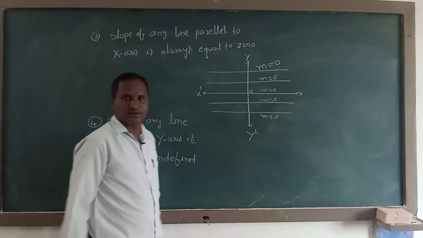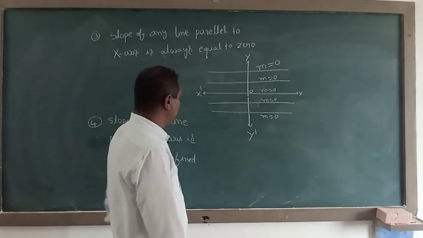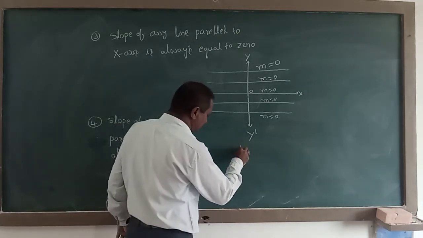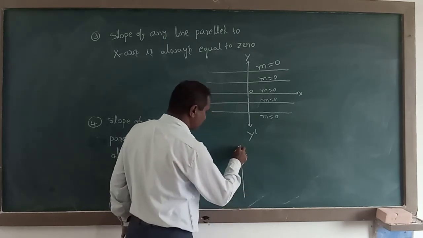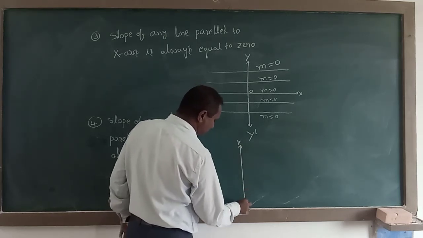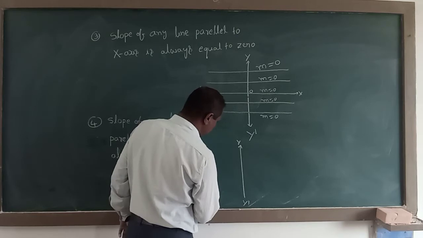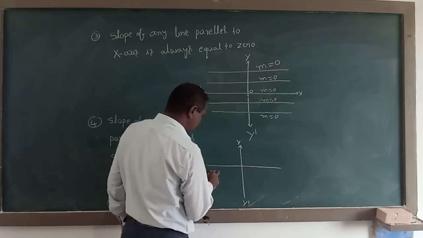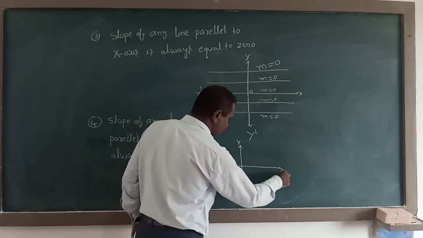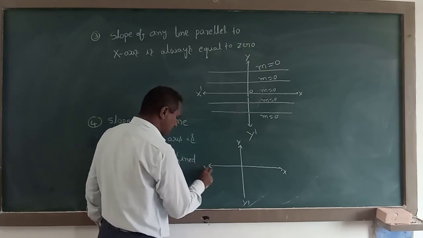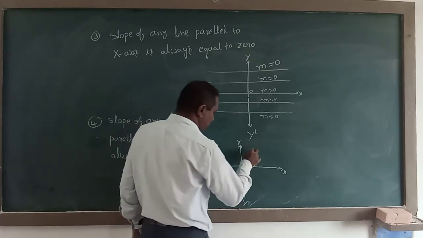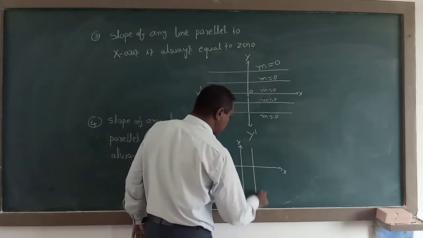See, I am showing it diagrammatically here. It is the y-axis, Y dash, this, and this is the X dash. Take some lines parallel to the y-axis.